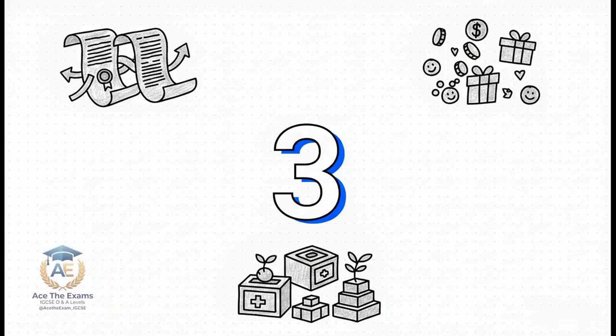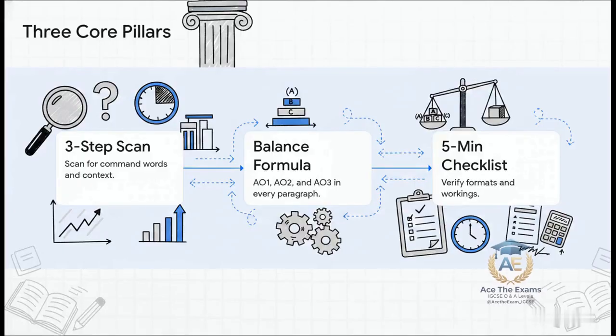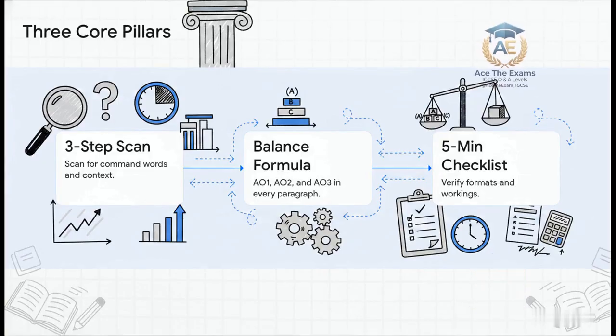So, to make sure you never forget this, we can distill everything into 3 core, highly memorable pillars for your accounting success. If you apply these 3 pillars to every single limited company financial statements question you face, you will dramatically increase your accuracy and your analytical depth. Pillar number 1 is the 3-step question scan. Before you even pick up your pen, I want you to scan the prompt for the command word, the specific company context, and any hidden constraints. Know exactly what battle you're fighting before you start.